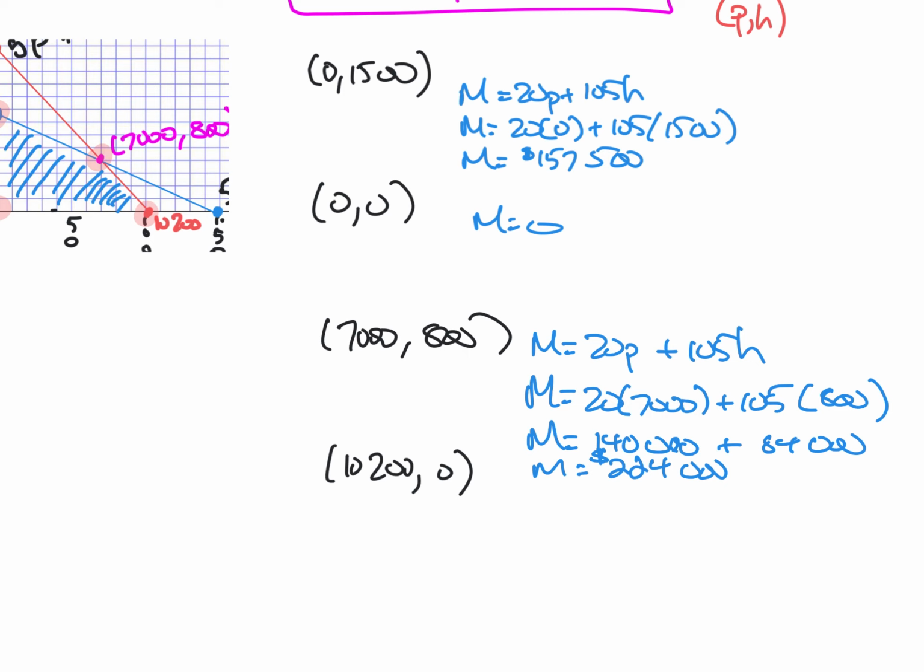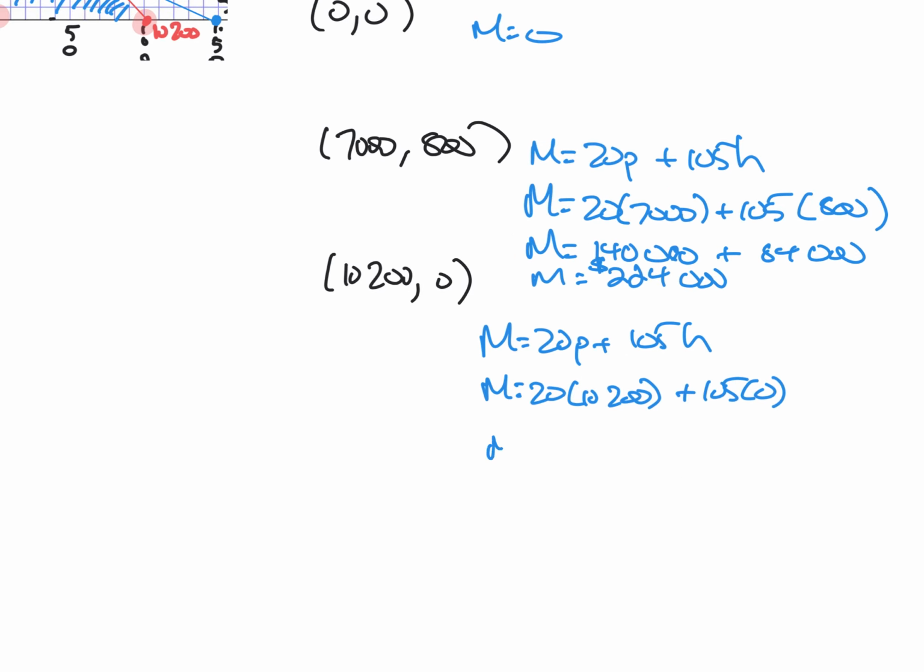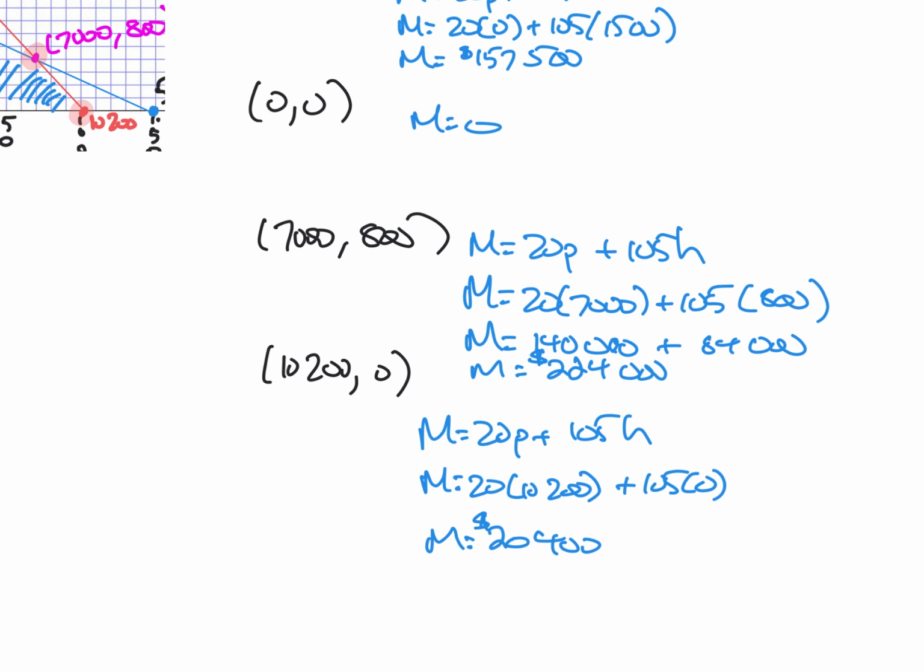So right now, the grand and glorious winner is 7,000 programs and 800 hoodies. But we haven't tried the last one yet, so we'll do the last one to see if it becomes the combination of programs and hoodies that maximizes revenue for Live Nation. So M is equal to 20P plus 105H. What if they just took 10,200 programs and no hoodies? Well, then you're going to end up with 20,400, which is less than the other ones.